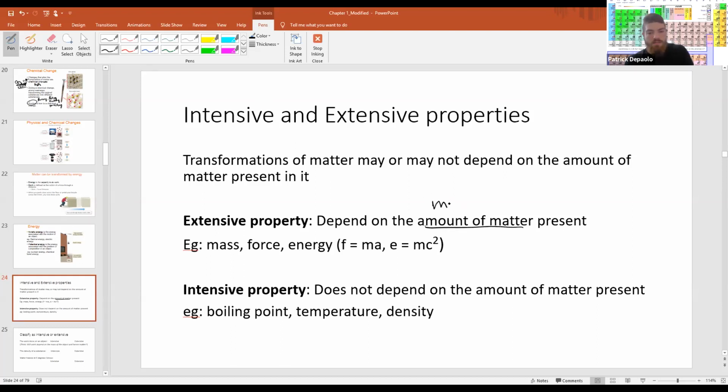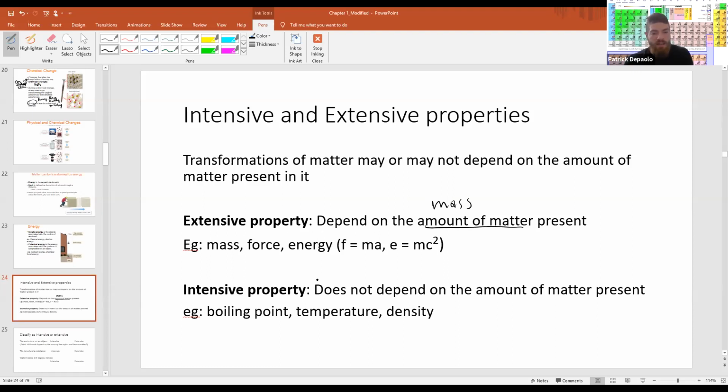that's called mass. If mass is in the formula and it's not being divided by anything, it is definitely an extensive property. Force, F equals ma, if you know physics, right? So F equals ma, the force depends directly on the mass. So that means it's an extensive property.